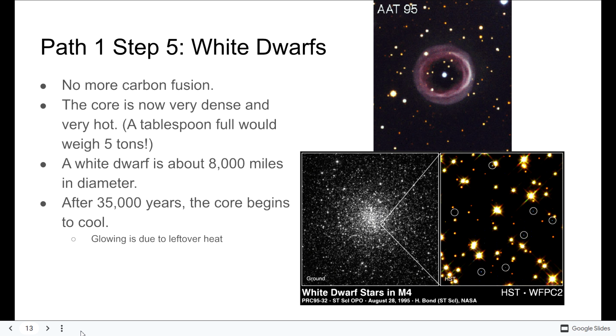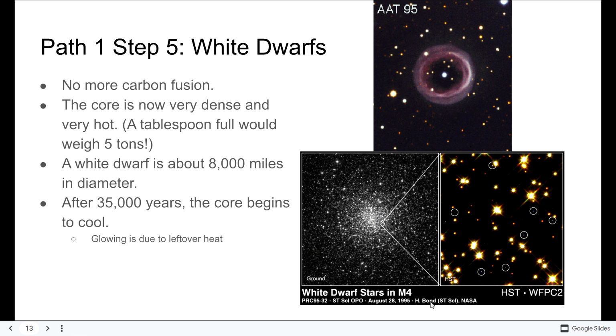Super dense. White dwarfs are about 8,000 miles in diameter, and it takes about 35,000 years for them to start cooling off. Once they do, their light becomes less and less, and they will eventually lose all of their light. And that leftover light after that 35,000 years is due to leftover residual heat.